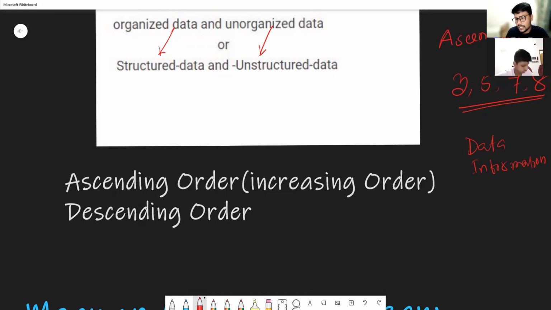Then primary data, secondary data, primary data, secondary data, and the data may be organized. Another word is structured, and it may also be unorganized or unstructured. And then the organized data may be in ascending order or descending order. So up to this, is it okay to you?